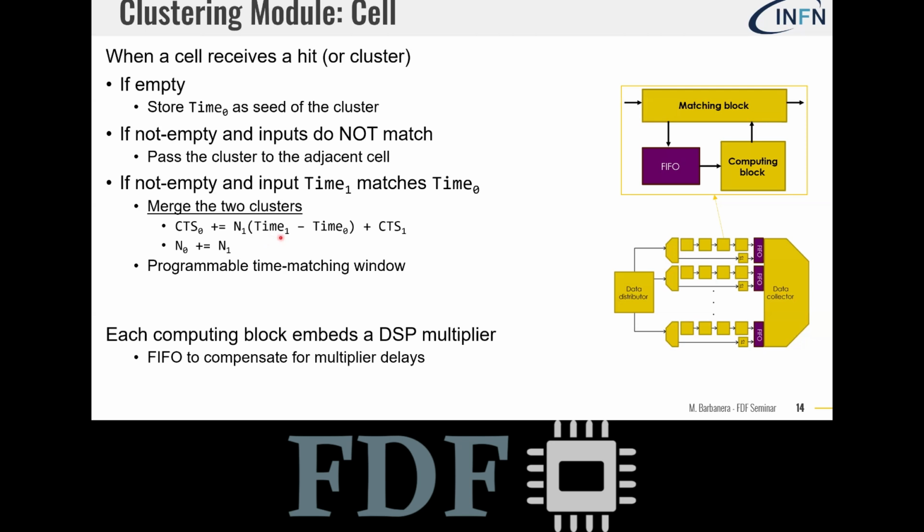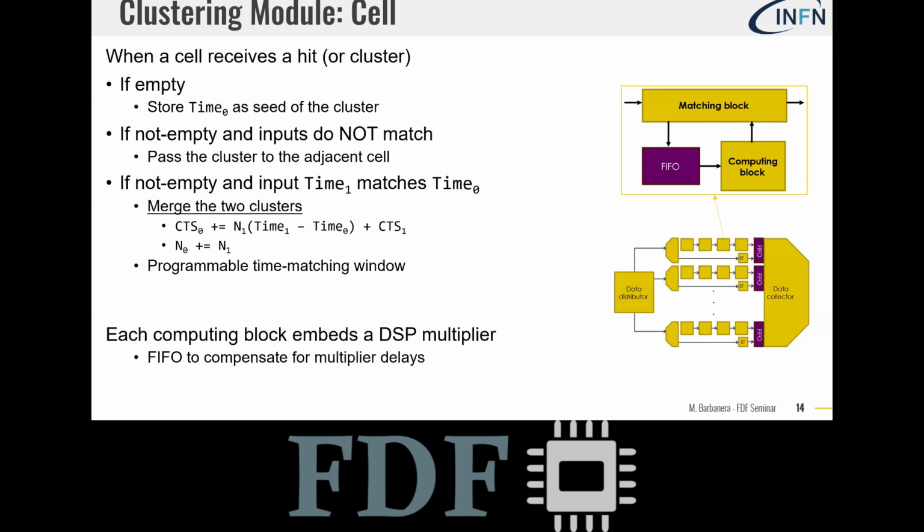weighted average. This means that the time of the input cluster is subtracted with the time of the seed and multiplied by the multiplicity of the input cluster and summed with the cluster time sum of the input cluster. All these checks are performed by the matching block, but the cells also consist of a computing block that performs this computation with an embedded DSP multiplier. The two blocks are then connected by a FIFO to take into account the delays of these multipliers.